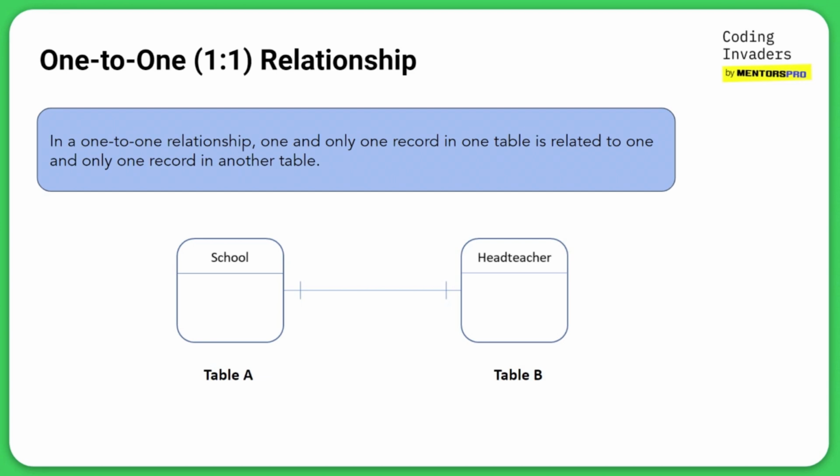For example, in table A, we have a column school, and in table B, we have column head teacher. And one school can have only one head teacher. So the relationship between these tables is 1 to 1. And that's why in both sides of the table, you see the arrow, that is the perpendicular sign.